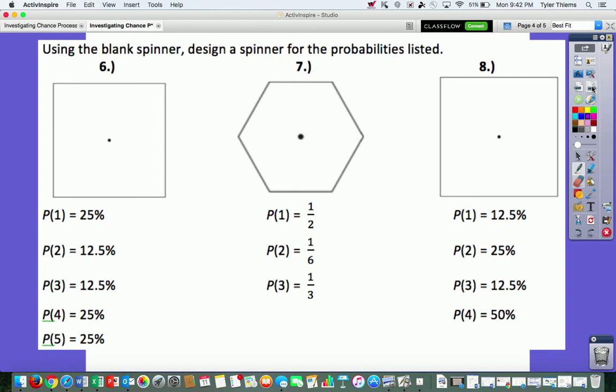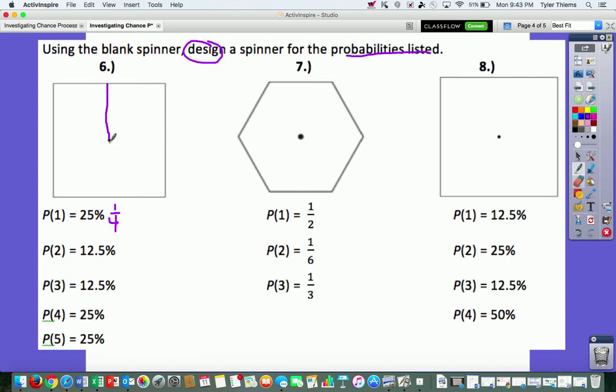For 6, 7, and 8 here, now we're going to use the blank spinner, and we're going to design our own spinner from the probabilities that are listed. All right. So in this case, the probability that we land on a 1. We want this spinner to have a 25% chance, or as a fraction, it's much easier to write this as a 1 in 4 chance of landing on a 1.